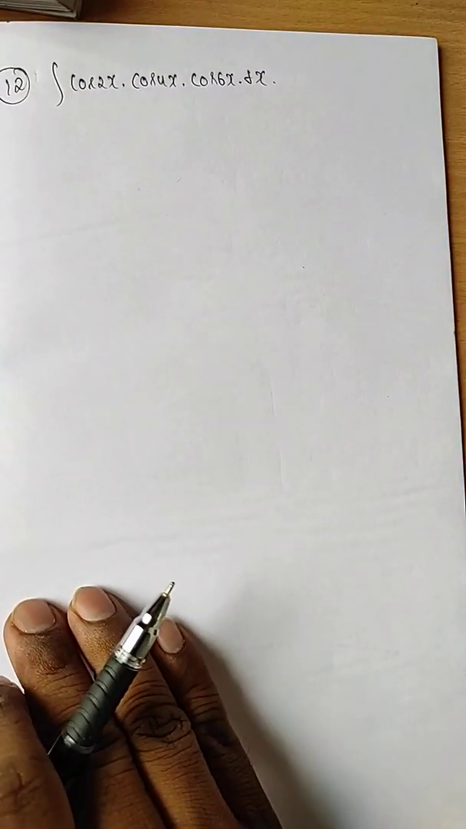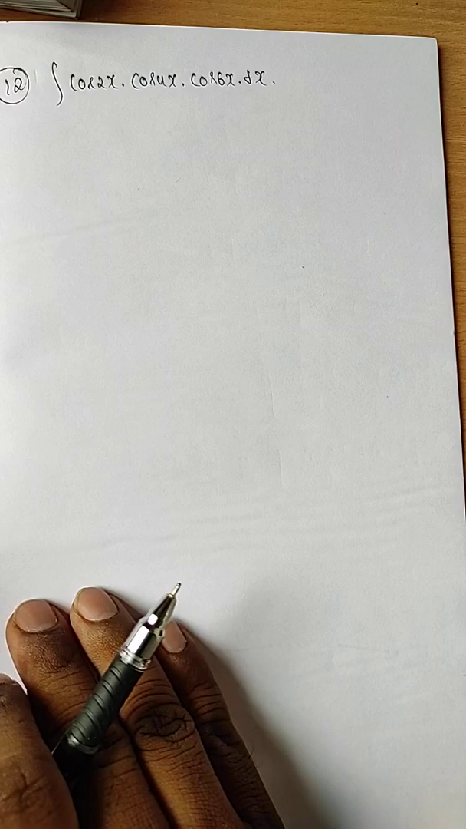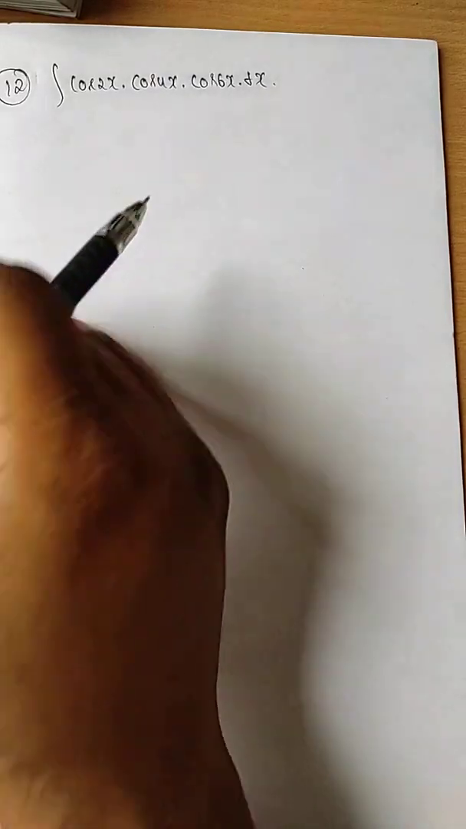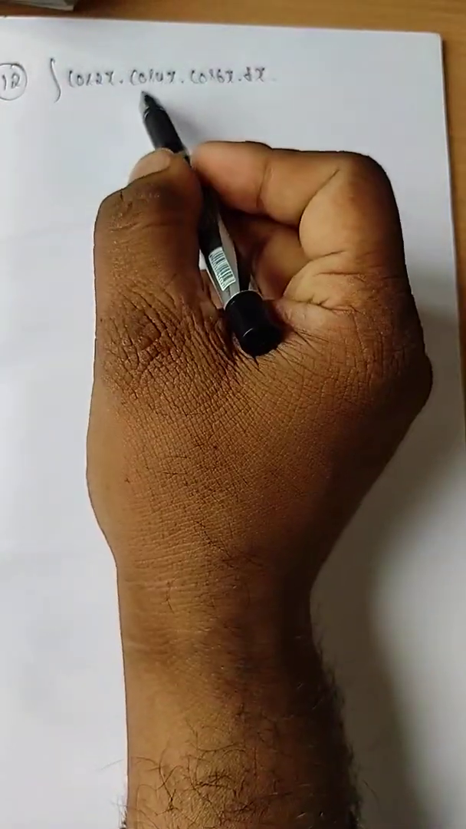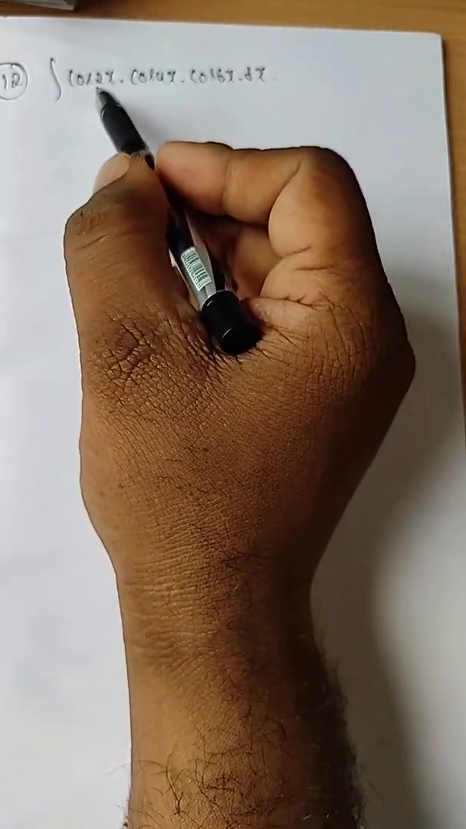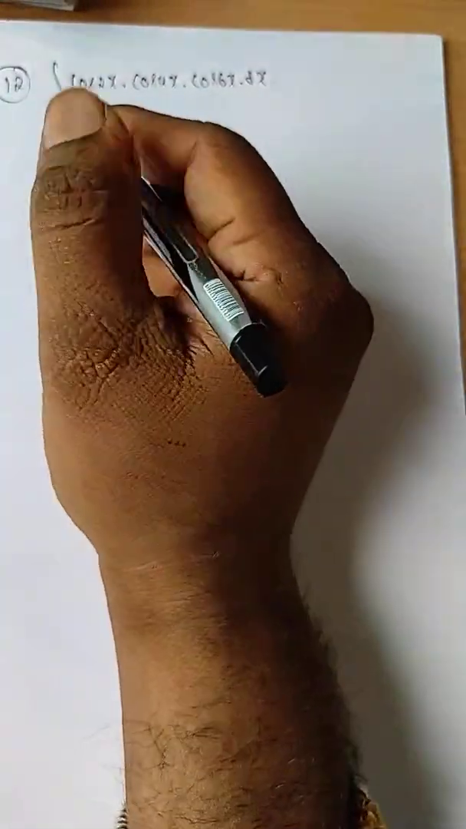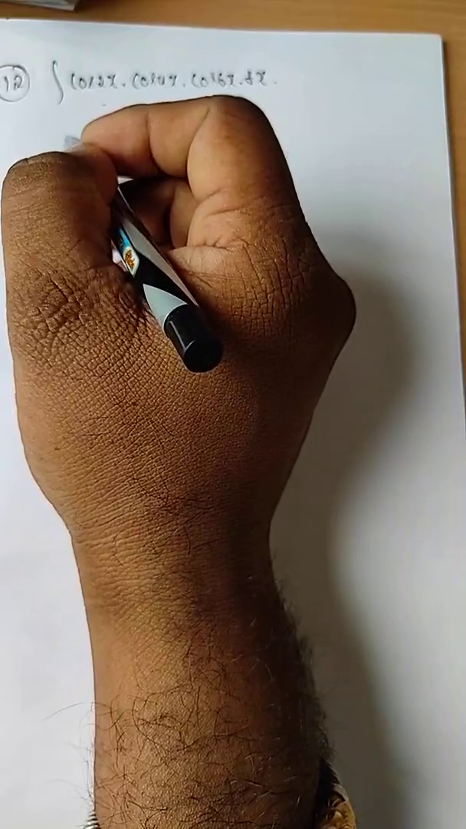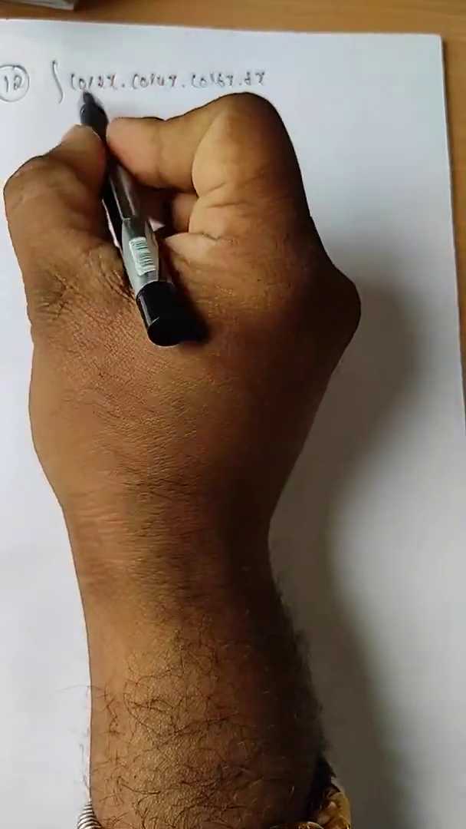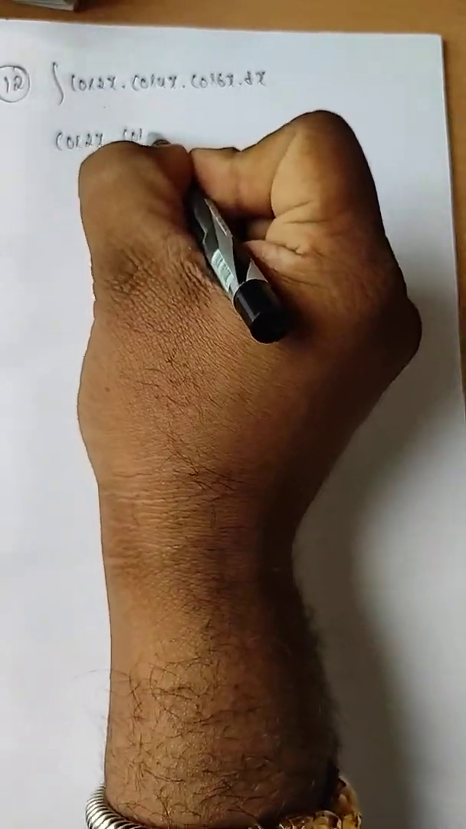Now we will go for the next problem. Integration of cos 2x into cos 4x into cos 6x into dx. What is the difference between the last problem and this problem? In the last problem we had only two terms. But here in this problem they have given three terms. So we will follow the procedure. Now let me take the first two terms, cos 2x into cos 4x.